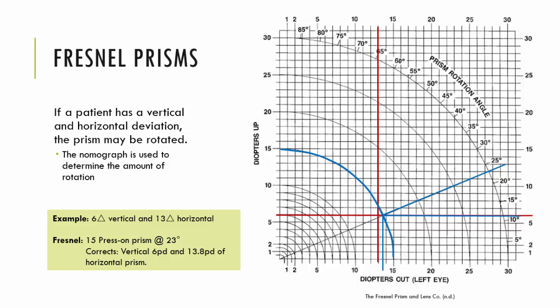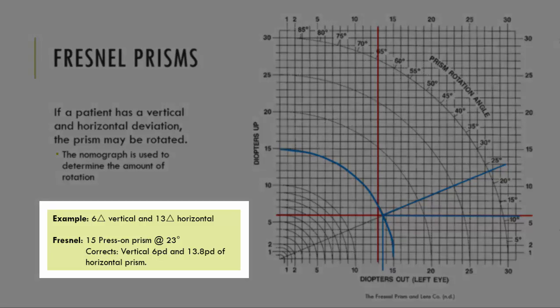Okay, so at the end, in this example, what we have is the prescribing of a 15 diopter press-on prism at 23 degrees, and we end up correcting 6 diopters of vertical and 13.8 diopters of horizontal prism, which should be sufficient for the patient's requirements to gain BSV.